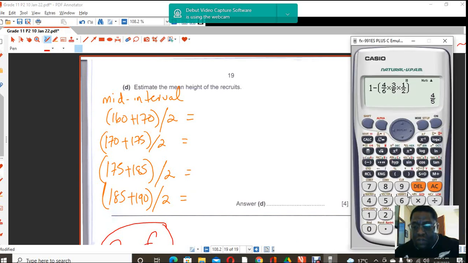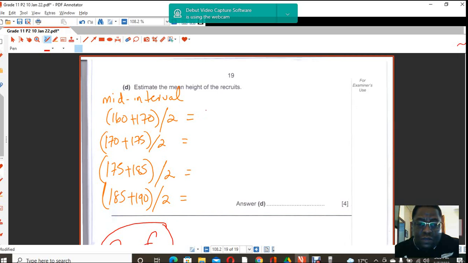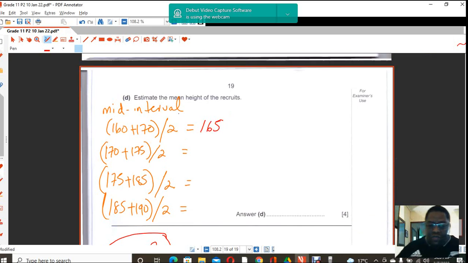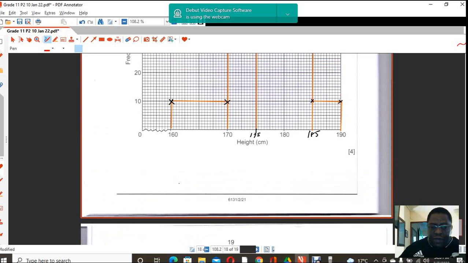Okay, so I've got the calculator. 160 plus 170 divided by 2. So in this class interval it's about 165. What we are saying is that in that group, the average height of the people is about 165. So the average has to be in the middle here, 165. That's basically what we are doing.